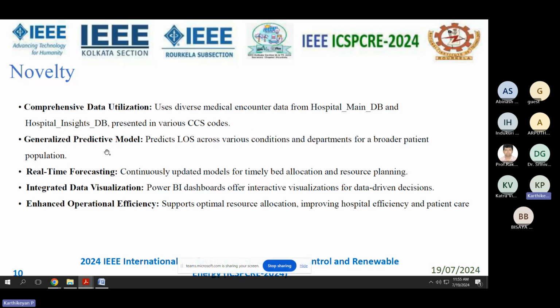So this is a generalized predictive model. We are not focusing on any specific disease in the hospital; we focus on whatever disease they have and whatever department they are in. In total, we used 256 unique CCS codes. Then we show real-time forecasting: Power BI is connected with the database, so when new data is inserted in the database, it is reflected in the visualization in real time, integrating the data visualization. This is our main novelty.